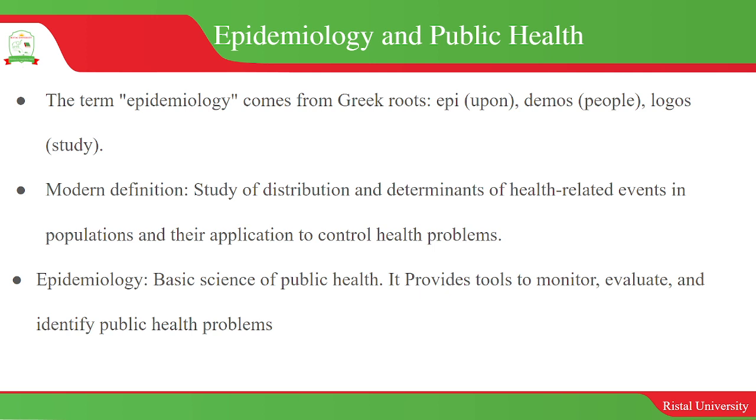Okay, so we want to know the factors that influence the health outcomes of certain populations. After knowing that, we can use that knowledge to improve the health outcomes of that population. So that is the element of controlling the health problems.